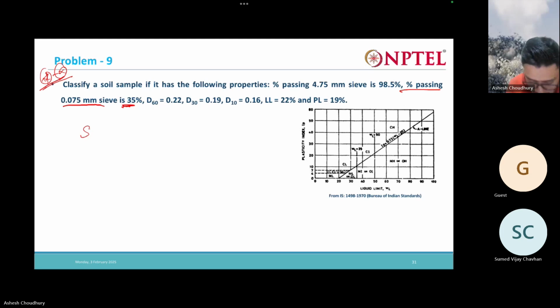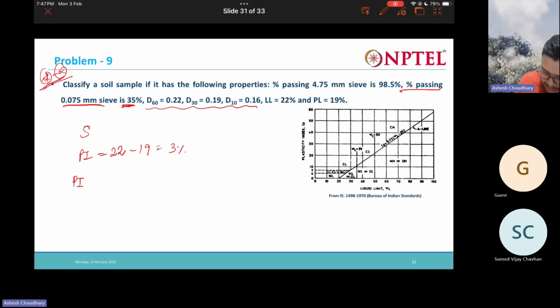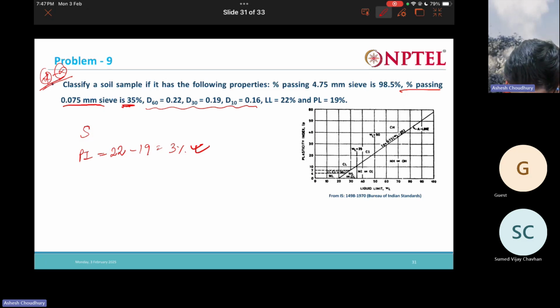Now see, what is the plasticity index? These are all just given to confuse you in the question. The plasticity index is 3%. Now if you see here, this 3% falls between 4 and 7. What is the liquid limit? Liquid limit is 20.